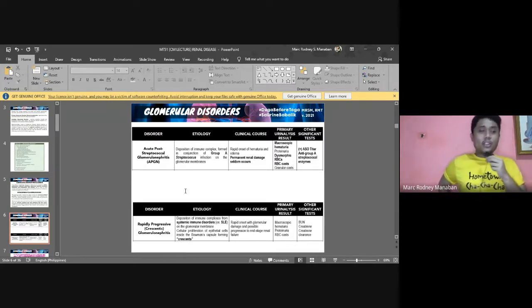Okay, all right. Now, other significant tests, of course, positive for ASO titer. Press the buzzer now. Of course, there was an initial infection with Streptococcus pyogenes. Okay, so therefore, taas na yung ASO. So, ASO is anti-streptolysin O antibody.